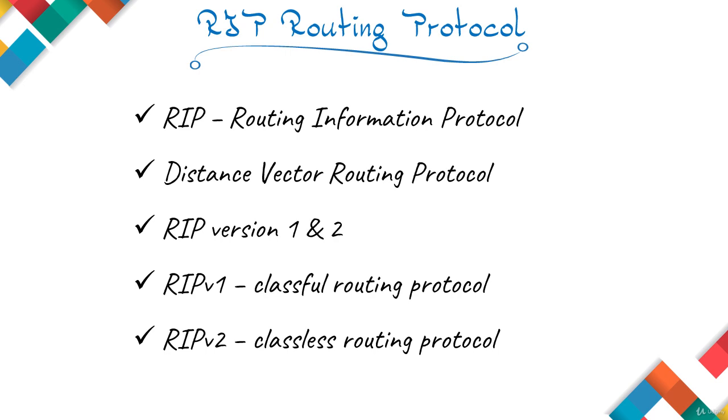There are two versions of RIP, version 1 and version 2. RIP version 1 is a classful routing protocol. That is, RIP 1 does not send subnet information in its route updates. It just sends the network address without the subnet mask. For better understanding, I'll give you an example.